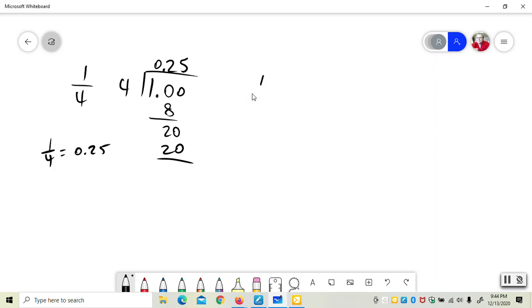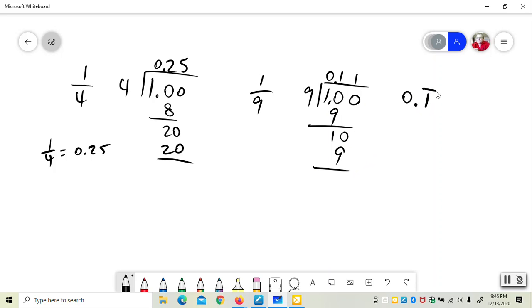The example I just showed you, I'll do a different one this time. Another possibility would be go until it repeats and show the bar. 9 times 1 is 9. So you're going to get a repeating 1. So you could say just 0.1 with a bar over it. So that's a second possibility. You go to the repeats and put a bar.